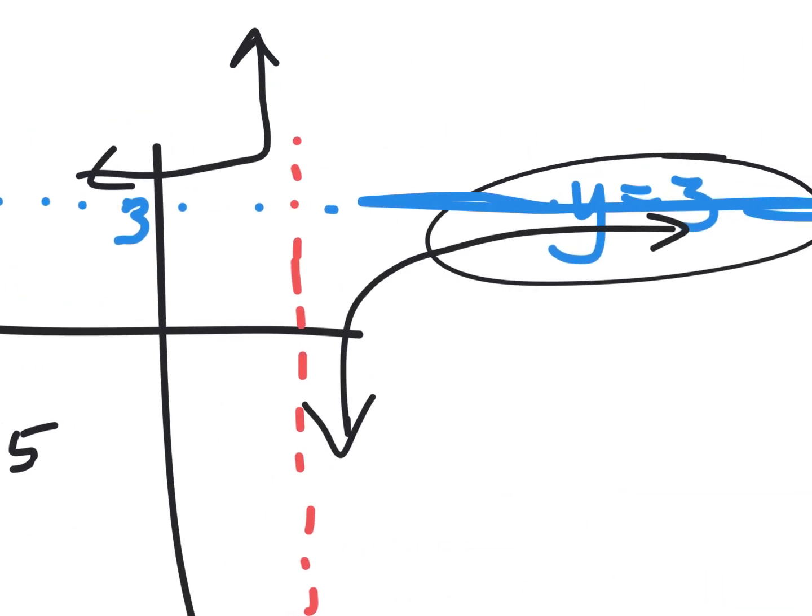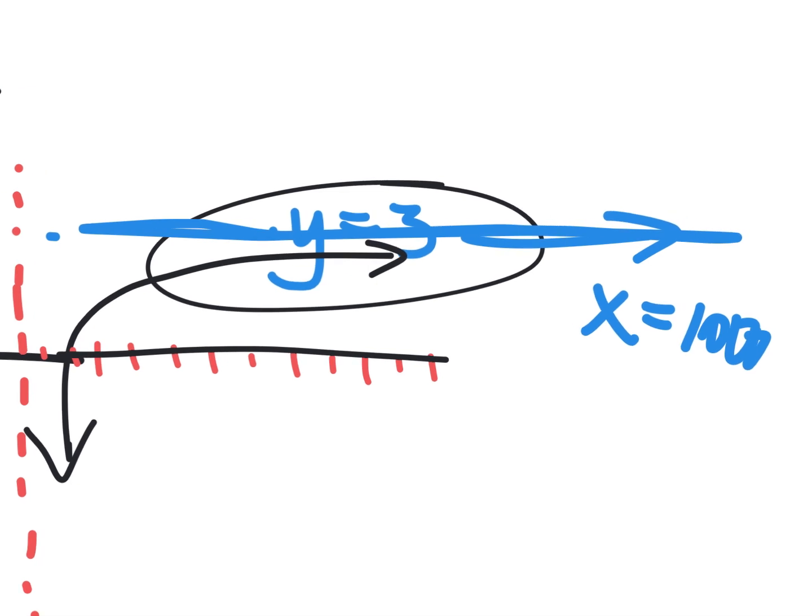So it's like you're going way to the right, and when you get way to the right, you're asking yourself, how high up has the function gotten? And this one would just be a little bit closer to 3. It'll pretty much be 3 if I go 1,000 places to the right.